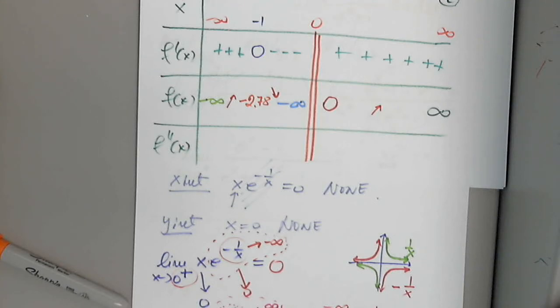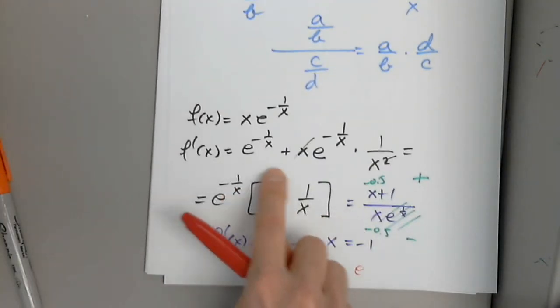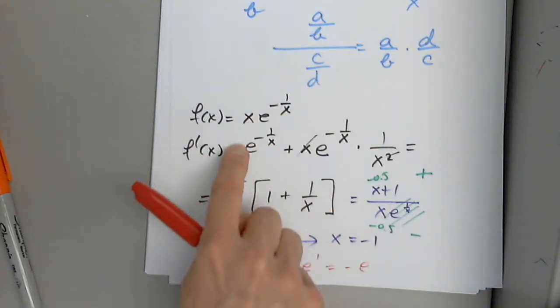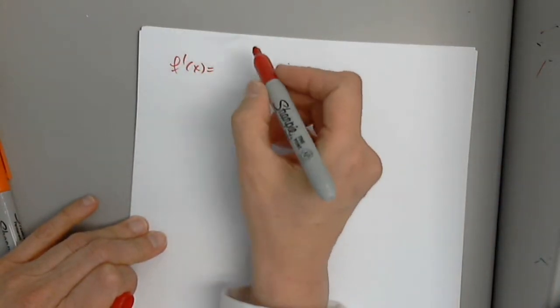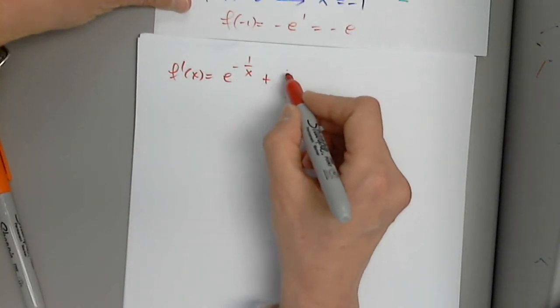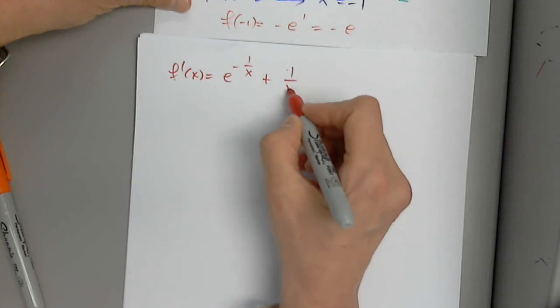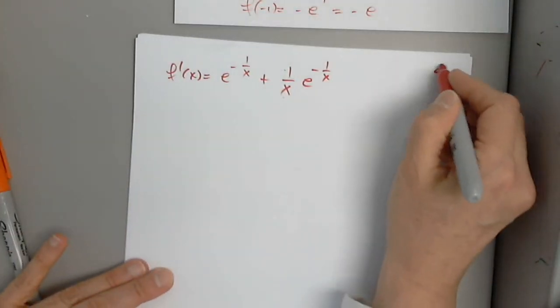Now let's look at the second derivative. Do I want to look at the second derivative? No. But I have no choice. So I'm going to use this format, the simplest to differentiate. So I'm going to copy the first derivative so everyone can see. The first derivative is e to -1 over x plus 1 over x times e to -1 over x. And can anyone tell me? I'm on page 4.